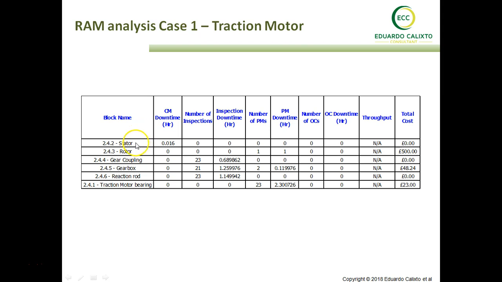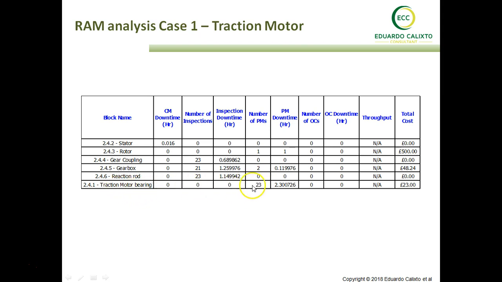Continuing with the result, we have the corrective maintenance downtime. Here it is very low, considering the stator. We have the number of inspections. Here we see that we have a lot of inspections in gear coupling, gearbox, and reaction rod. And here the related inspection downtime, so visual inspection. And here the number of preventive maintenance. So we have only one in a rotor during these 14,700 hours, 2 in gearbox, none in reaction rods, and 23 in the traction motor bearing.